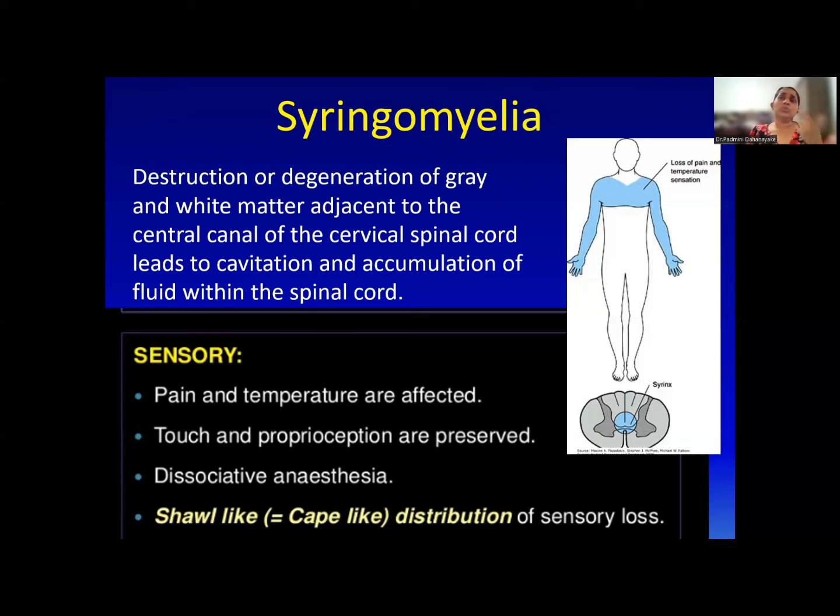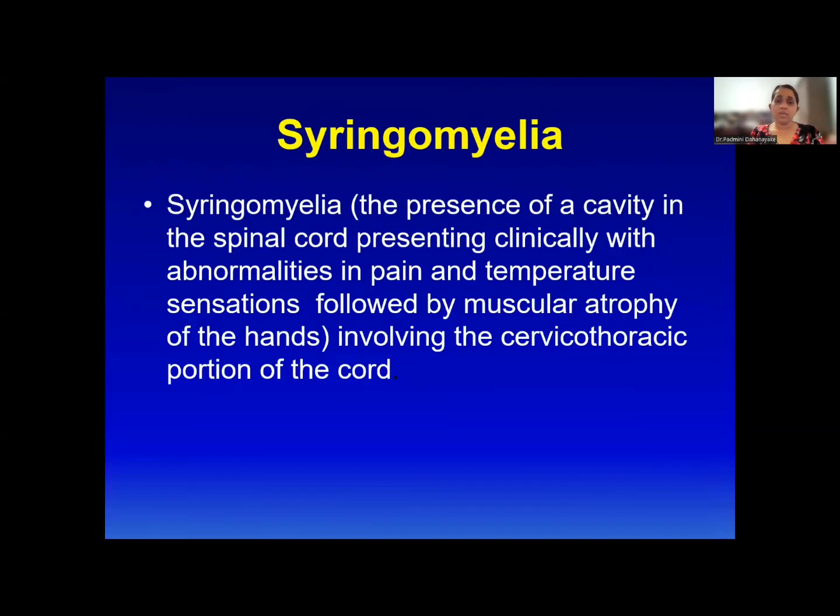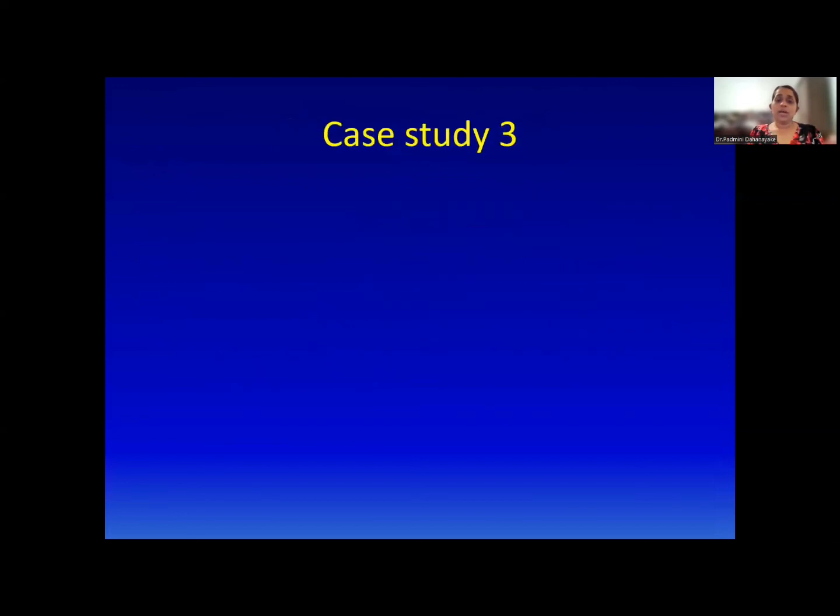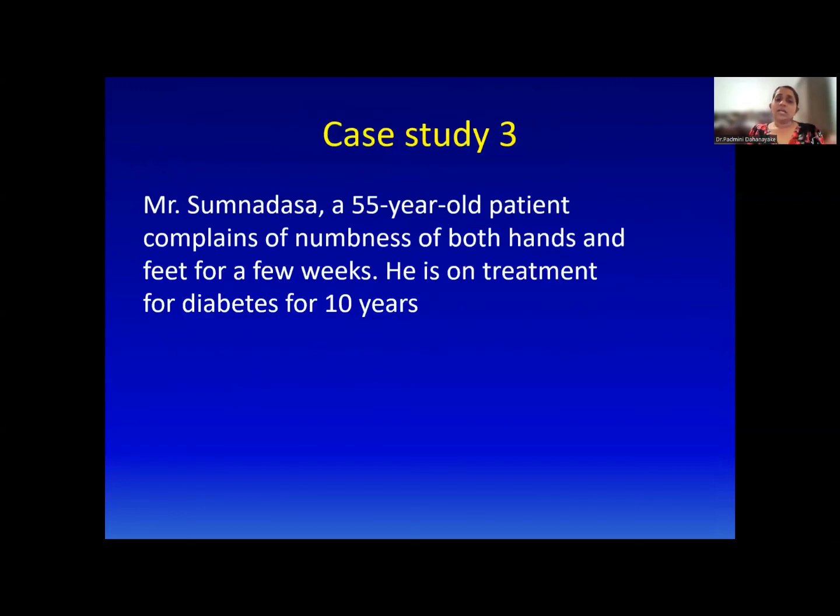I'm just going through these case scenarios because I want to show that the things you have learned today, the physiological aspects, are very much relevant to your clinical cases. Okay. Right. So this is the one I have told you. And the next one is another patient, 55-year-old patient, complains of numbness of both hands and feet for a few weeks. He's on treatment for diabetes for 10 years.